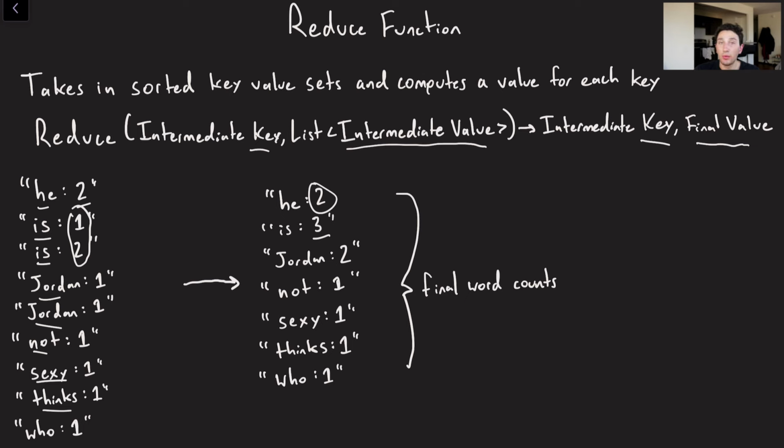Now the really nice thing about this mapper and reducer function is you can think about it yourself, but you can express all sorts of really complex code and really complex functionality via just providing 2 functions.